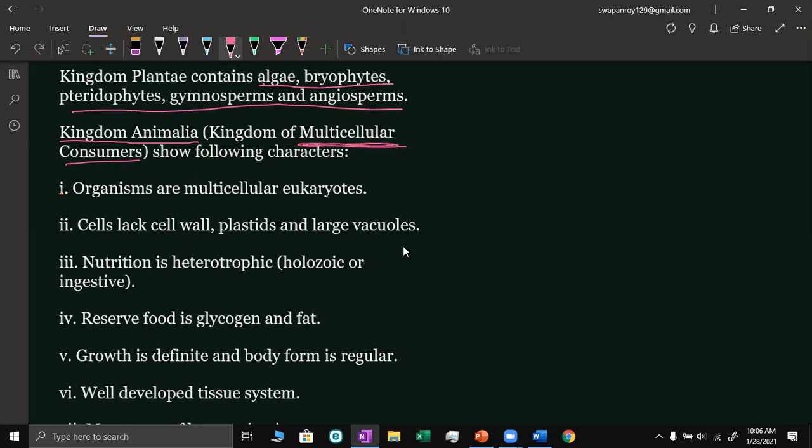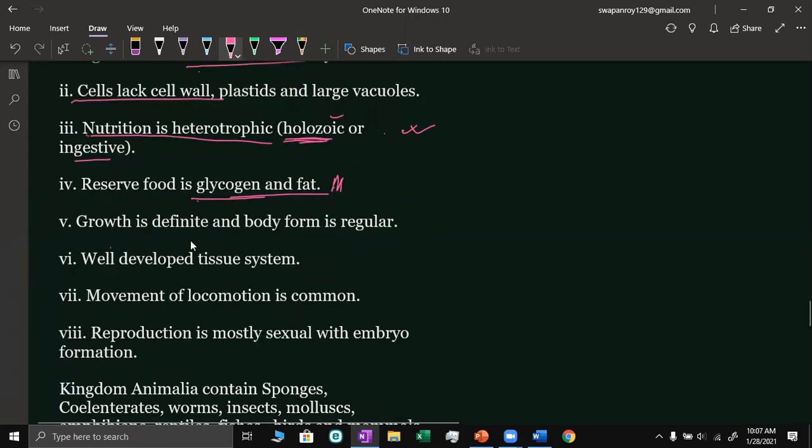Fungi are multicellular eukaryotic decomposers. Here, animals are consumers. Organisms are multicellular eukaryotes that lack a cell wall and plastids. Nutrition is heterotrophic, holozoic or ingestive. Holozoic means animal-like feeding: they can bite, they can chew, take in solid food and digest it inside. Reserve food is glycogen. Glycogen and fat are a similarity with the kingdom Fungi.